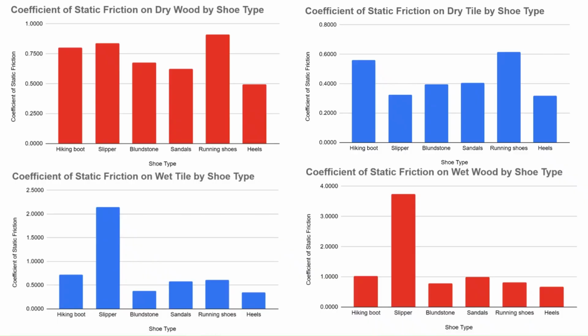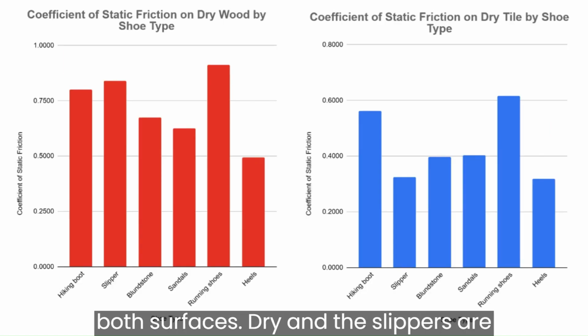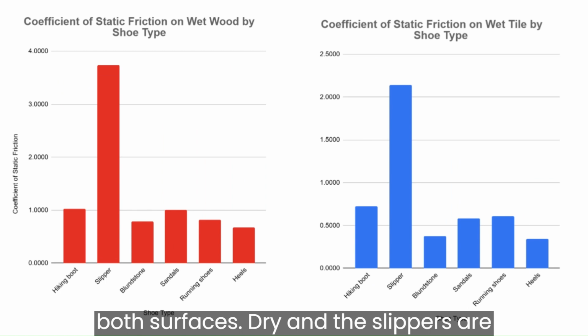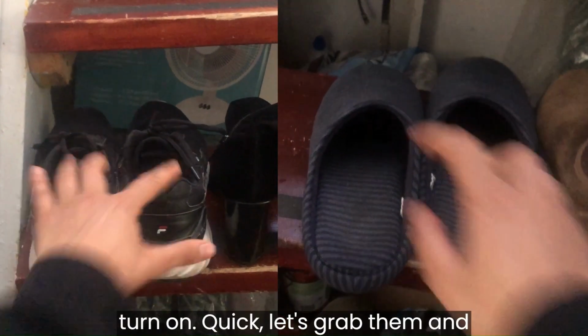Hey look! Graphs of our results. Looks like the running shoes are the best choice for both surfaces dry, and the slippers are the best choice for once the sprinklers turn on. Quick, let's grab them and sneak out.